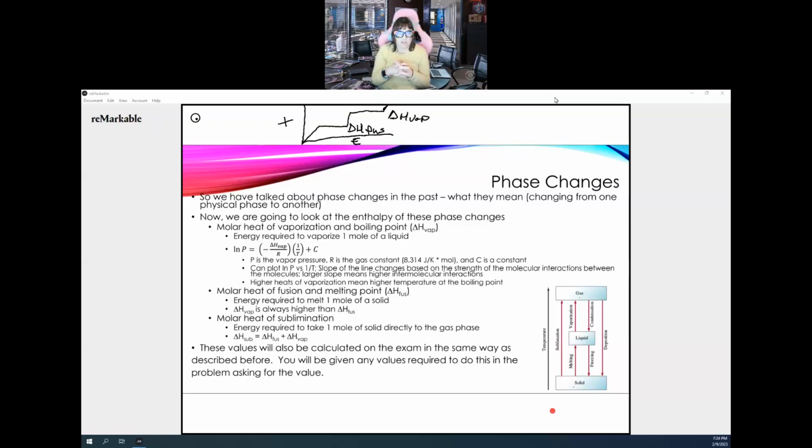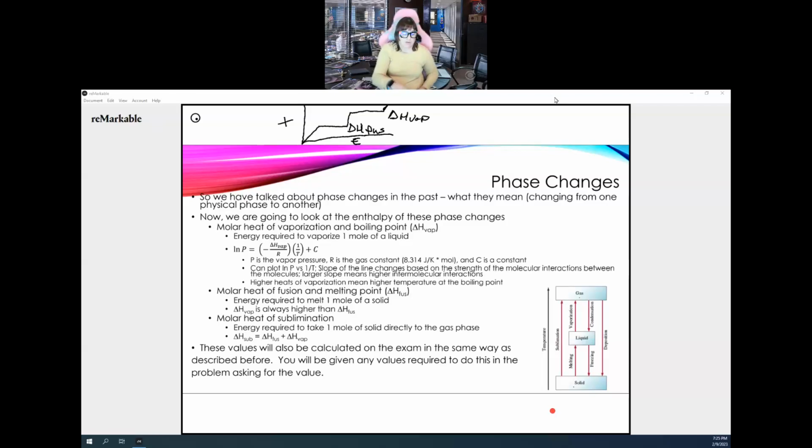Now, what we're talking about is the molar heat of vaporization and boiling point. So delta H vap is the energy required to vaporize 1 mole of a liquid. We also have the molar heat of fusion and the melting point, delta H fus, which is the energy required to melt 1 mole of a solid. Now, delta H vap is always bigger than delta H fus.